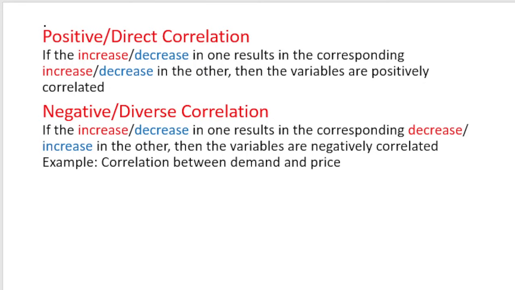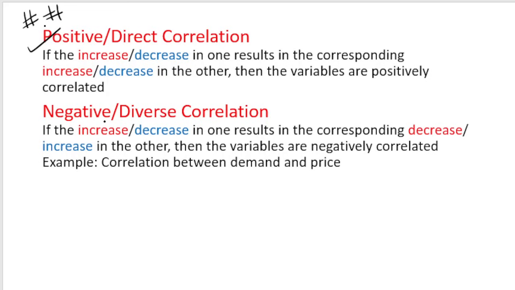Moving forward, I'm going to talk about some concepts related to correlation and regression, and all these concepts that I am going to discuss are very important. They ask a lot of questions based on this. The definition: positive or direct correlation, if the increase in one results in a corresponding increase in the other, then it is called positive correlation. Or if one decreases, another also decreases, then also it is called positive correlation.